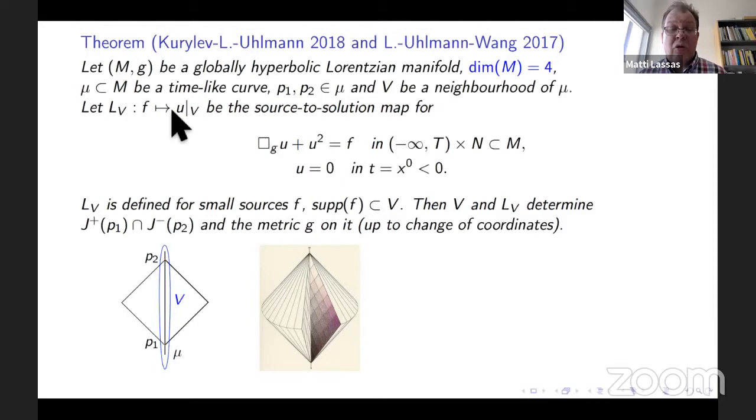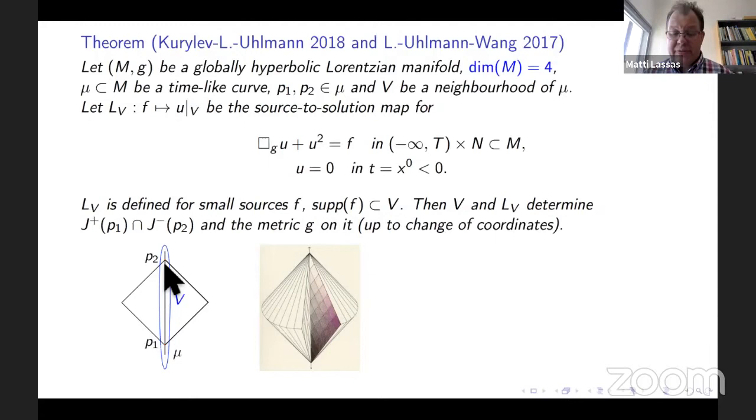So we have this spaceship. The spaceship creates some sources. It sends waves. The waves propagate somewhere, return back, and then we record the waves close to the spaceship. So all observational sources are in V. But it turns out that if we know V and this source-to-solution map, we can reconstruct the space-time in this large causal diamond. This is the set where the waves can propagate and return back to the area where we can do measurements. And this is done up to a change of coordinates.